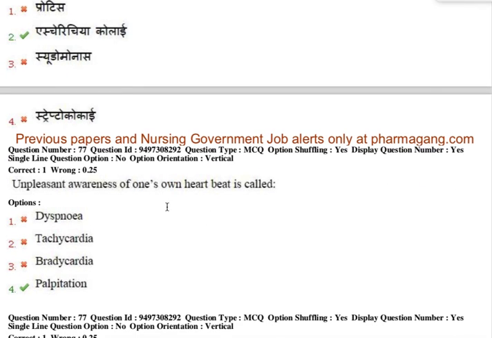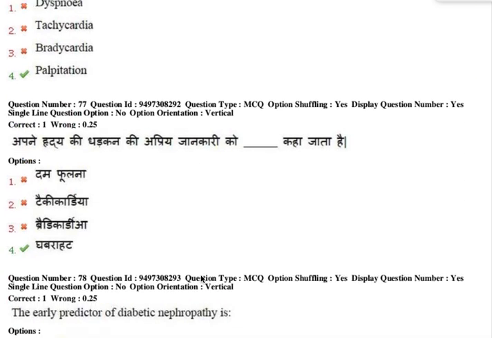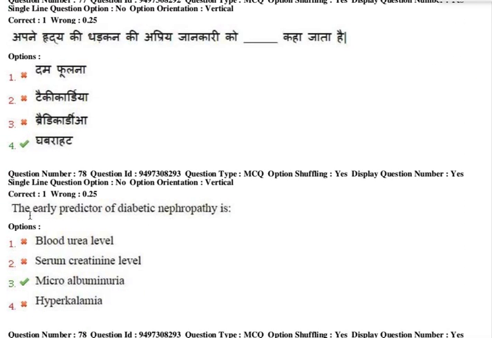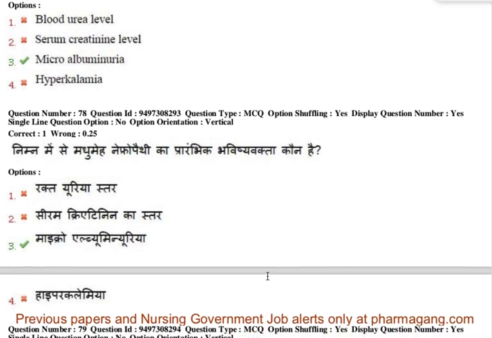Next question. Question number 77. Unpleasant awareness of one's own heartbeat is called palpitation. Palpitation is the unpleasant awareness of one's own heartbeat. Next question. The early predictor of diabetic nephropathy is... Right answer is third, microalbuminuria. Microalbuminuria is the early predictor for diabetic nephropathy.